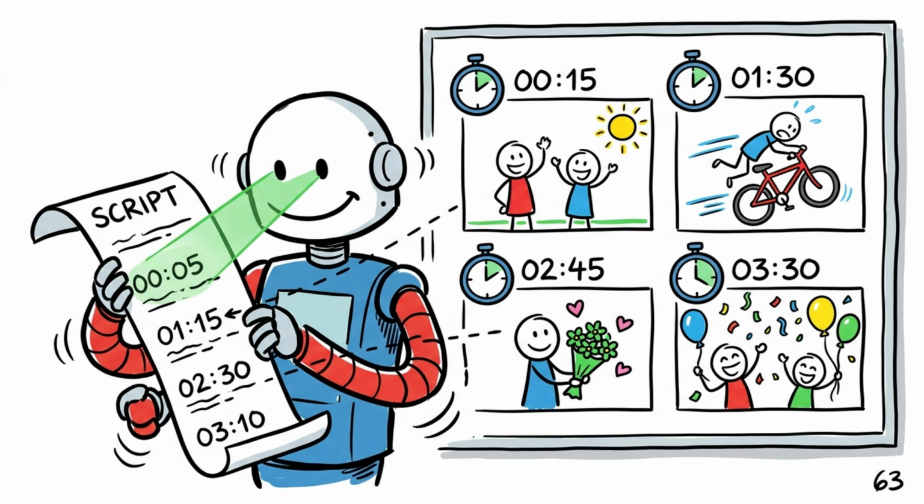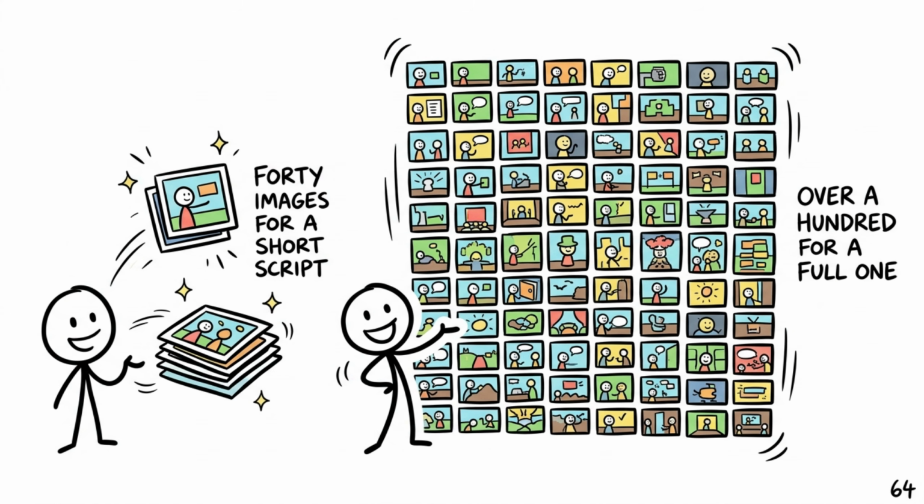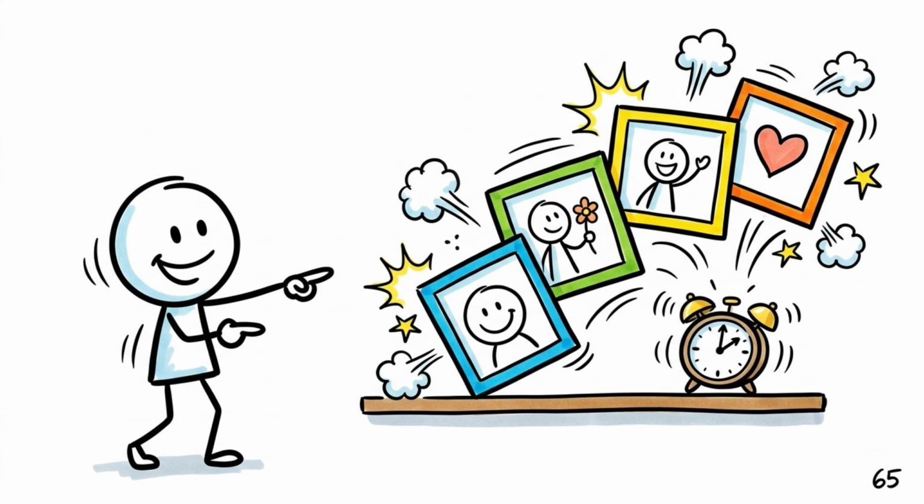The AI reads through, finds every timestamp, and creates a matching image for each one. A short script might give you 40 images. A full one, well over 100. That means you'll have a fresh visual every few seconds.